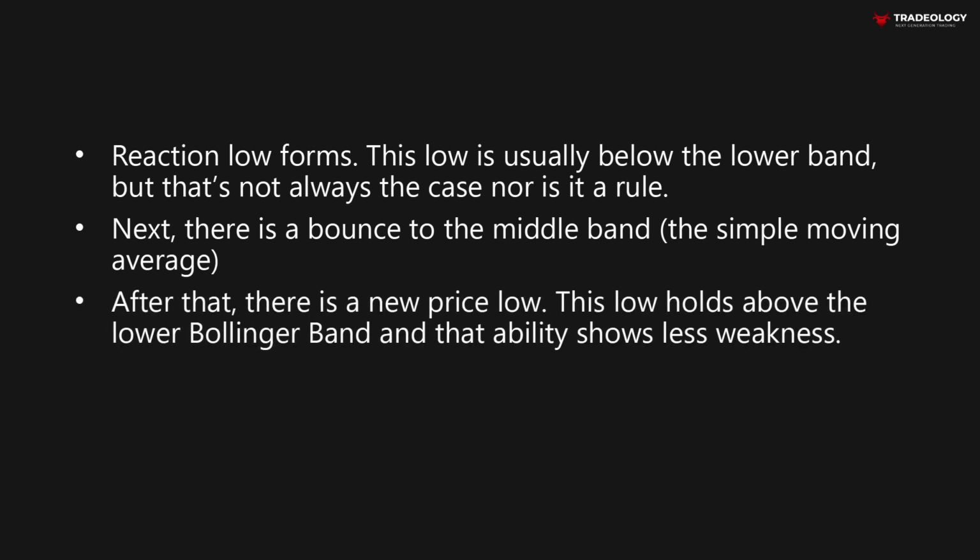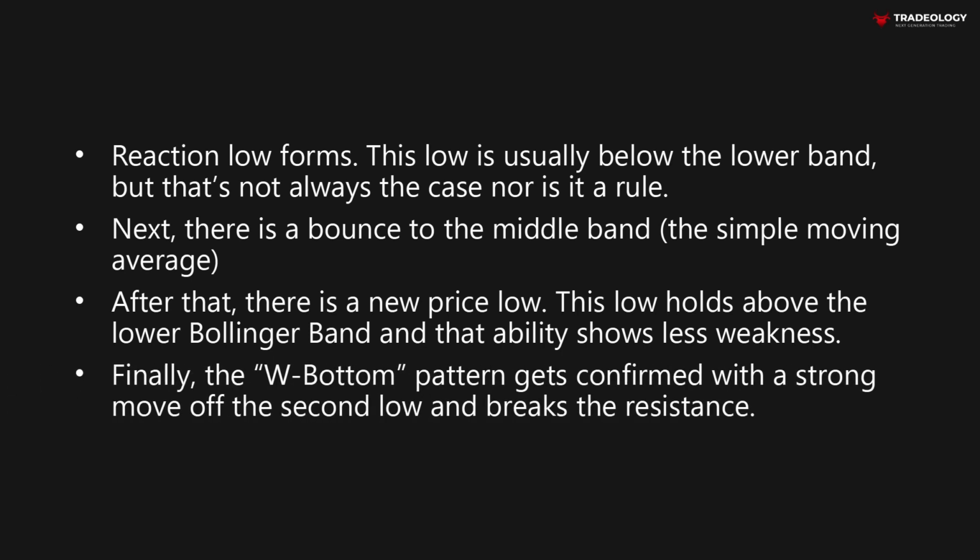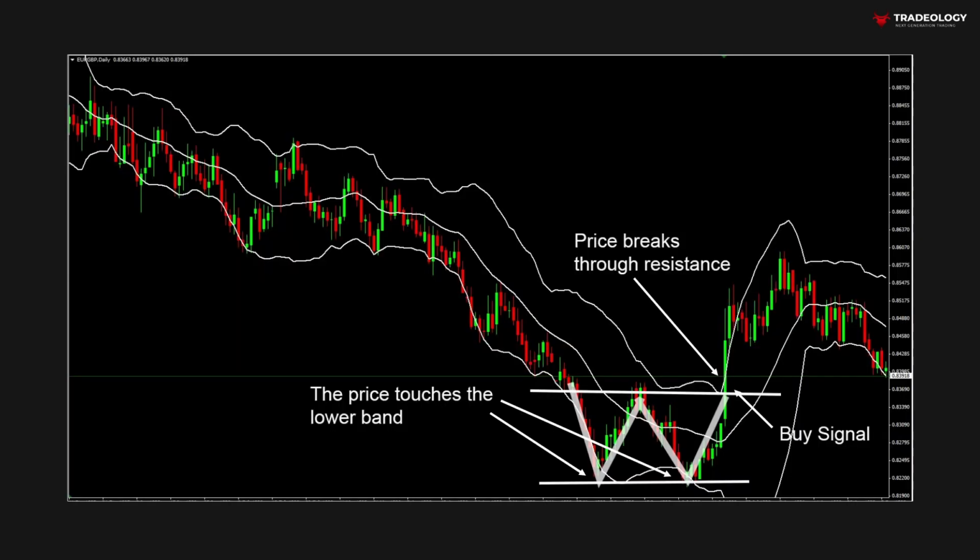After that, there is a new price low. This low holds above the lower Bollinger Band, and that ability shows less weakness. Finally, the W bottom pattern gets confirmed with a strong move off the second low and breaks the resistance. And this we can see in the image, that price touched the lower band and created a new low, then bounced to the middle band. After that, it formed a new low. Finally, the W bottom pattern gets confirmed with a strong move off the second low and breaks the resistance.